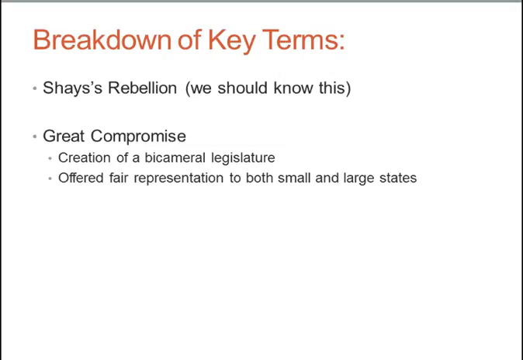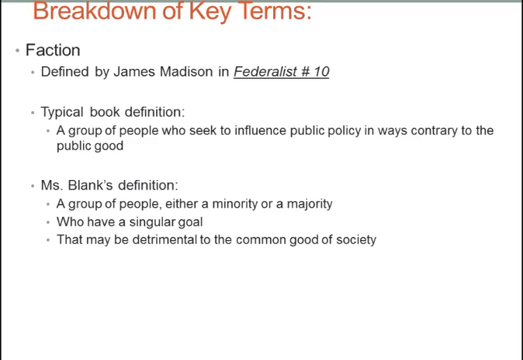The Great Compromise was the creation of a bicameral legislature and offered fair representation to both small and large states. So in the House of Representatives, it's based on population. So big states have more representation, right? But in the Senate, every state has equal. Each state gets 2 senators. So it's balanced. So this was the Great Compromise that we achieved with the Constitution.